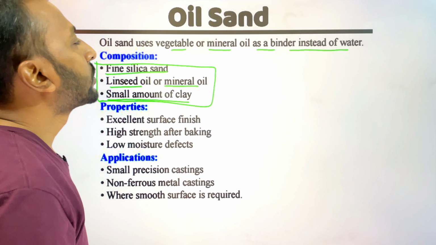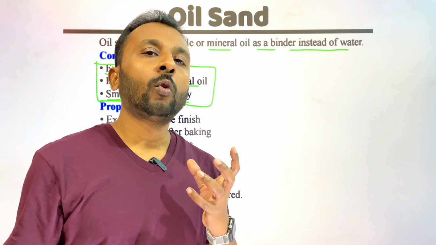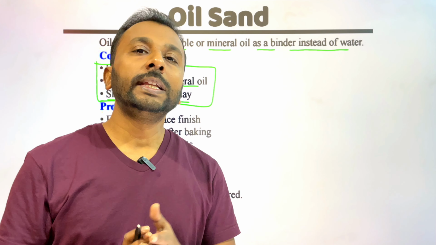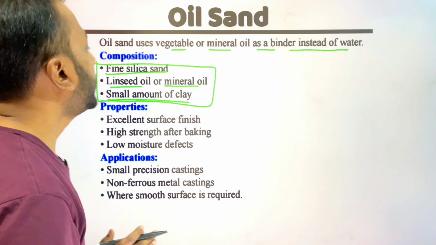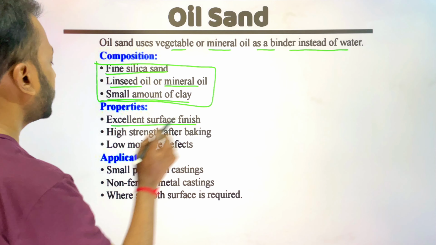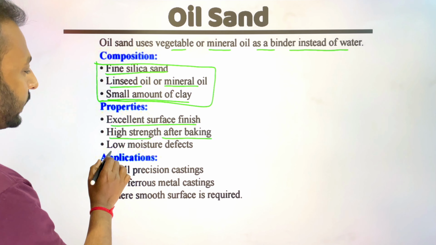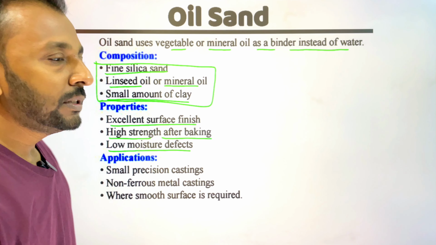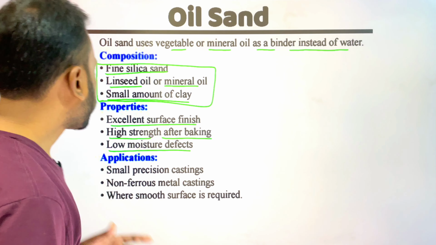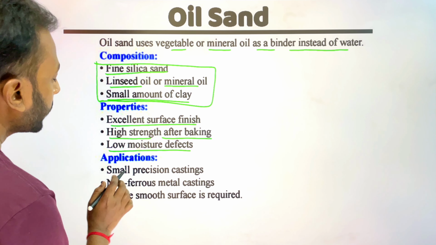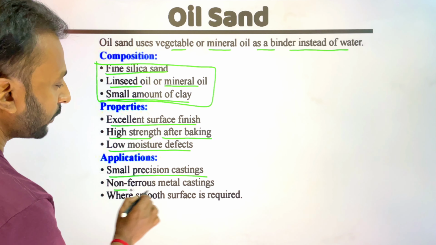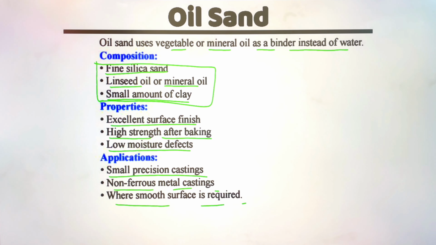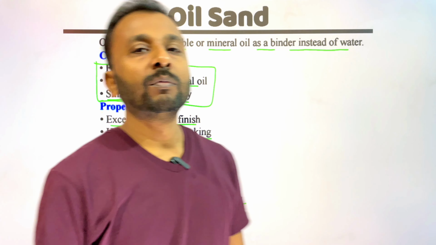So the molding sand or the oil sand is oily, so it will not stick on the surface of the casting. So we will get a good surface finish using oil sand. So it has excellent surface finish, high strength after baking, low moisture defects. So here the moisture content is near about 0. That's why we will get low moisture defects. What are the applications? Small precision casting, non-ferrous metal casting can be created where a smooth surface is required. Oil sand is used as molding sand.